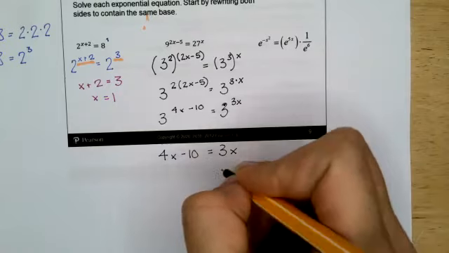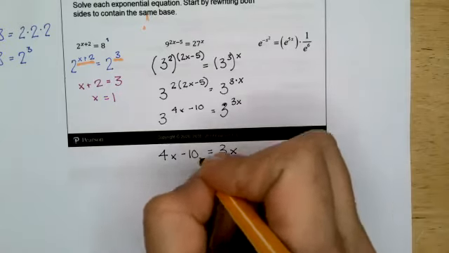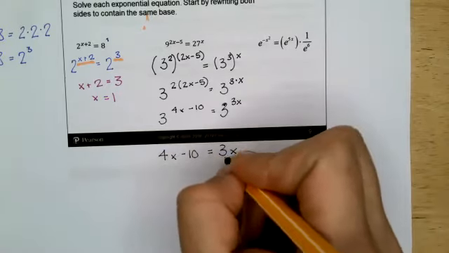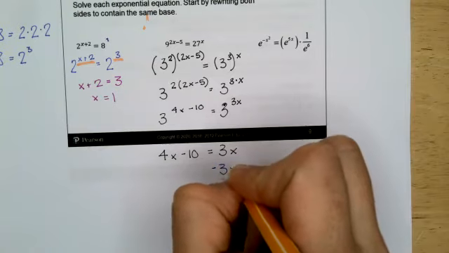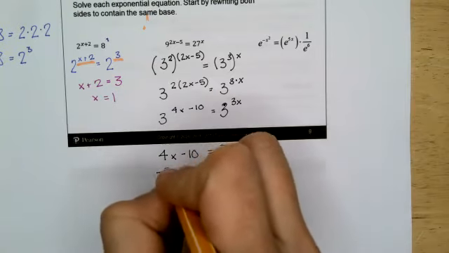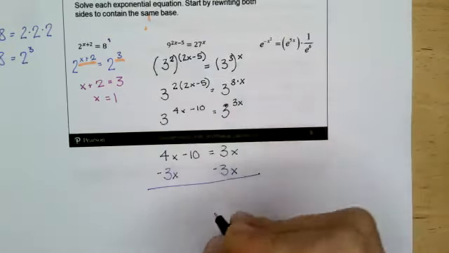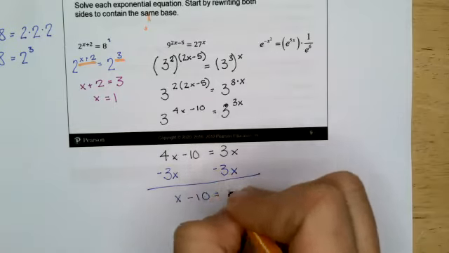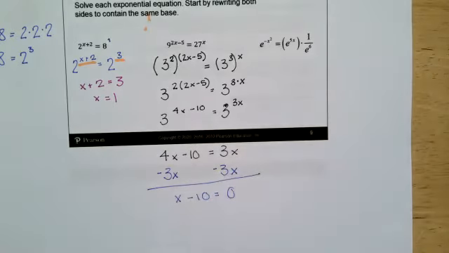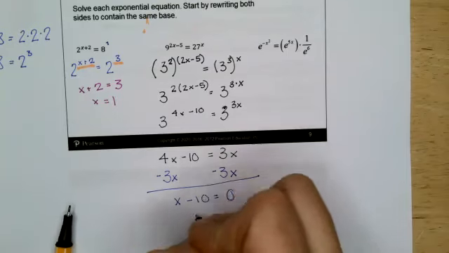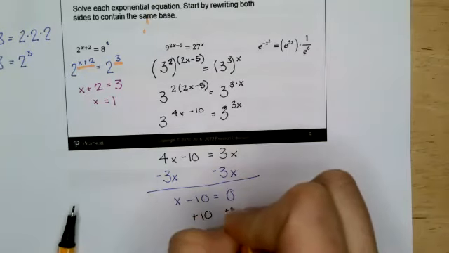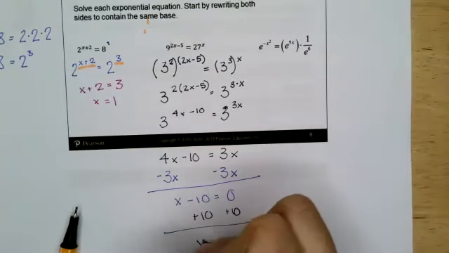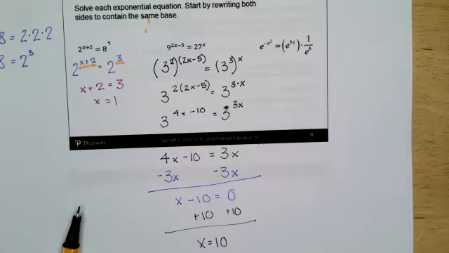I'm going to move the 3x, so I don't have a bunch of negatives. It's one extra step, but there's no negatives. So 4x minus 3x is just x minus 10. There's nothing over here now, so x minus 10 equals 0. Add 10 to both sides, and you get x is 10.